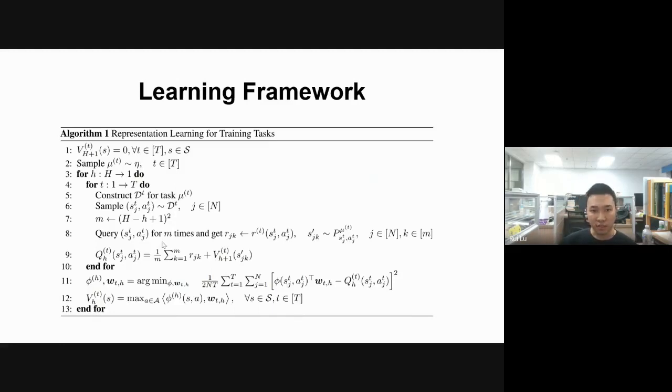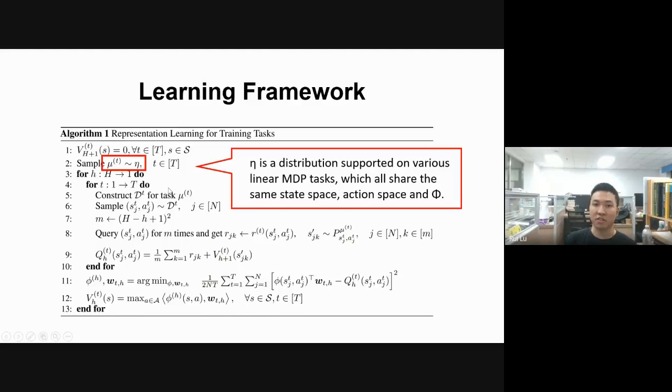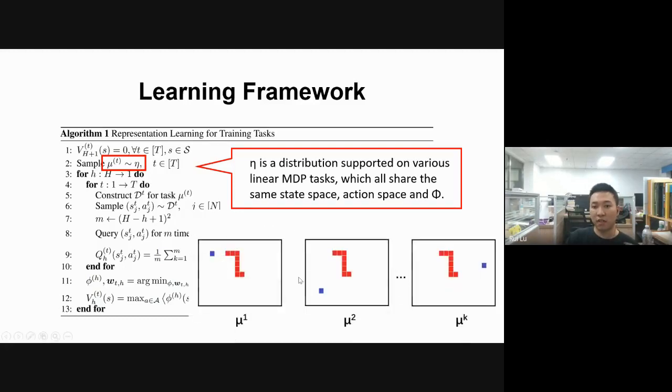So first, you initialize the value function to be 0. And then here is the multitask part. Eta is a distribution supported on various linear MDP tasks. So for example, this snake task, and this is a supporting set for this eta, and you just sample some task, you sample some food position. And all these tasks share the same state space, action space, and that's representation function phi.